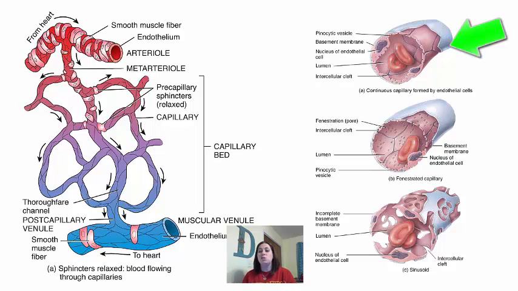The top picture up here shows you the continuous capillary. There's no holes, there's no pores located here. In the second picture would be, this is a fenestrated capillary.